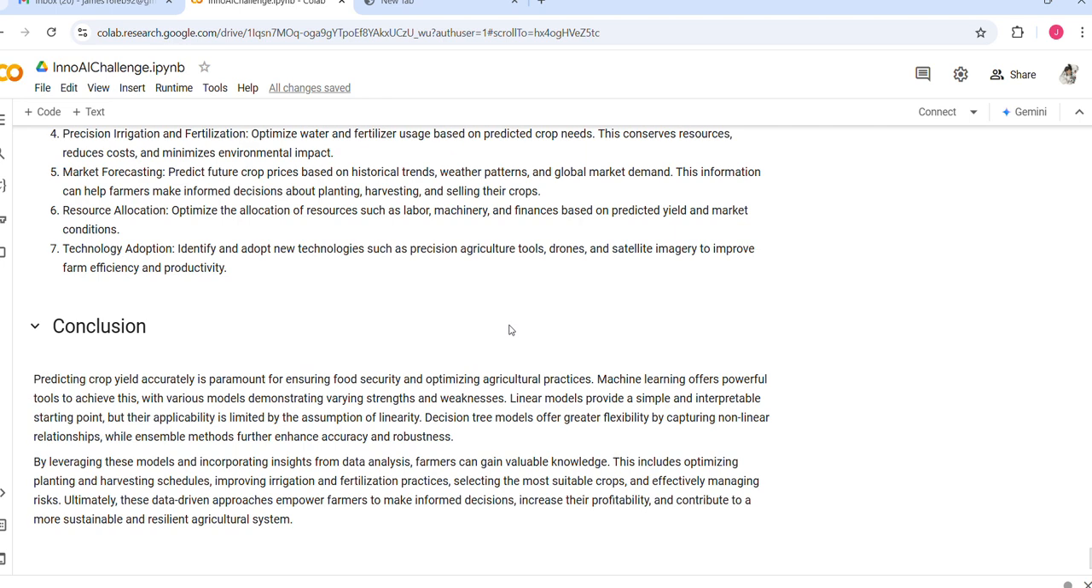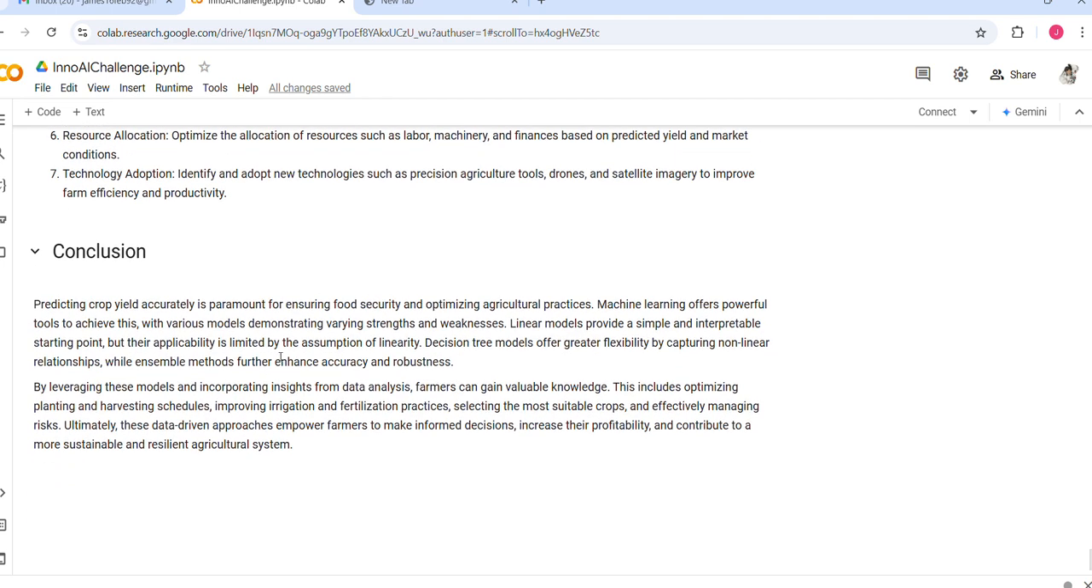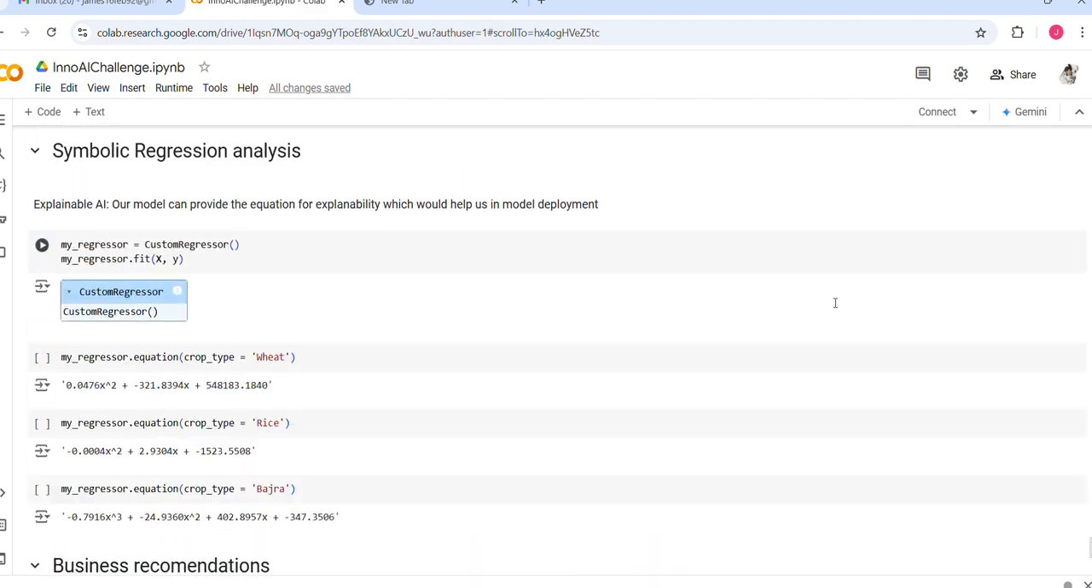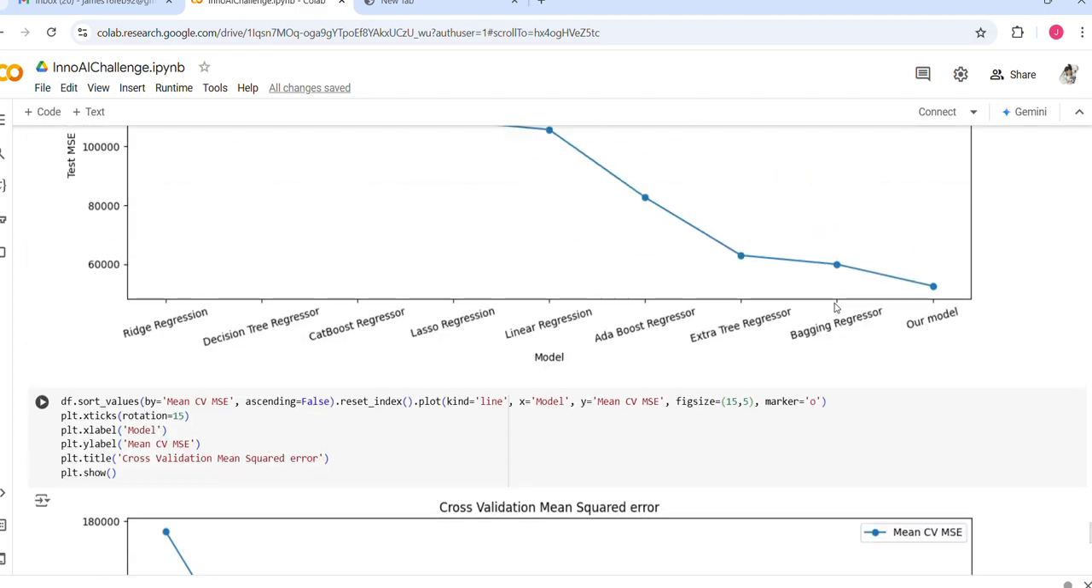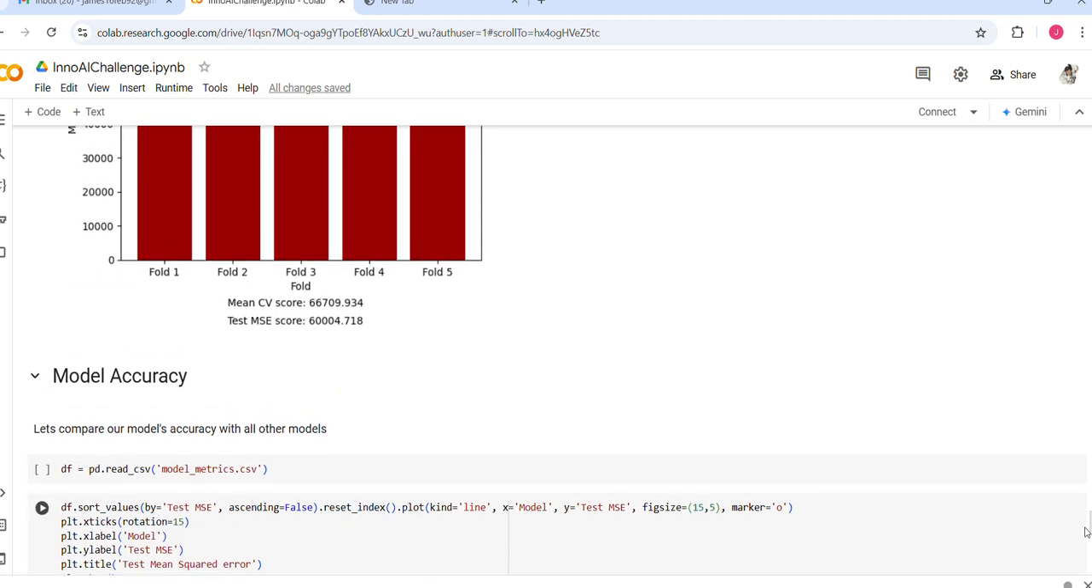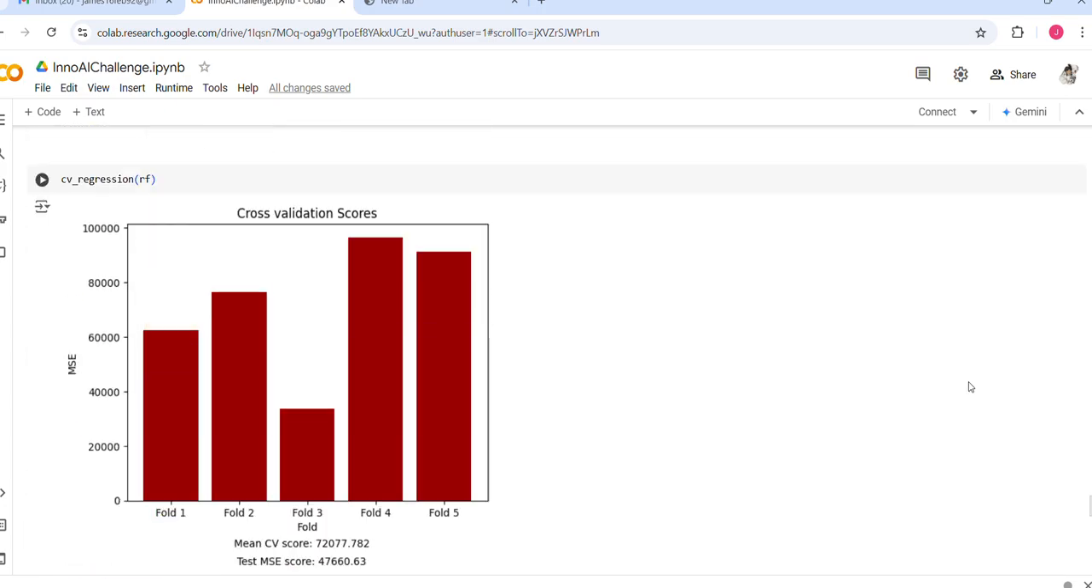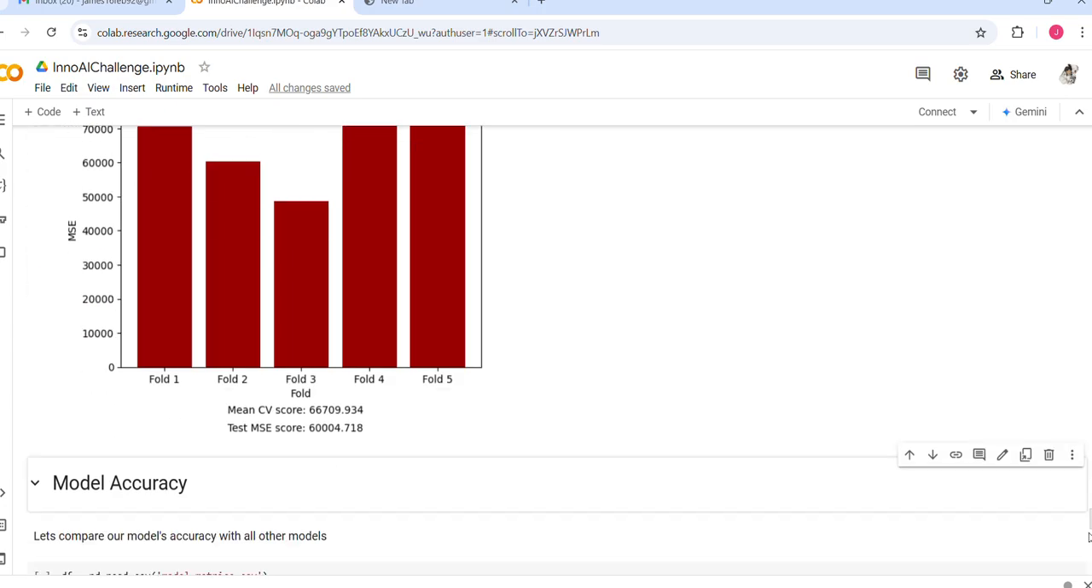We have also used these models, and we have deployed our model in our website as well.